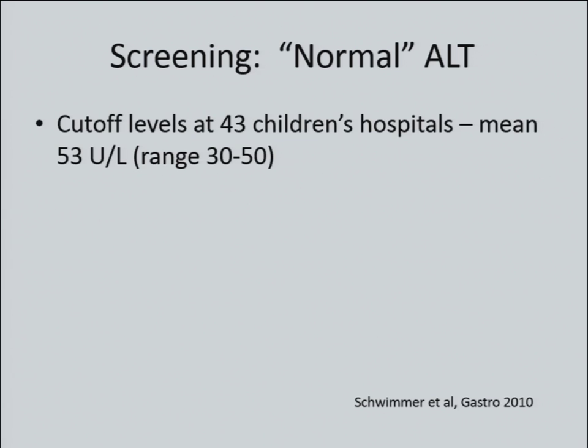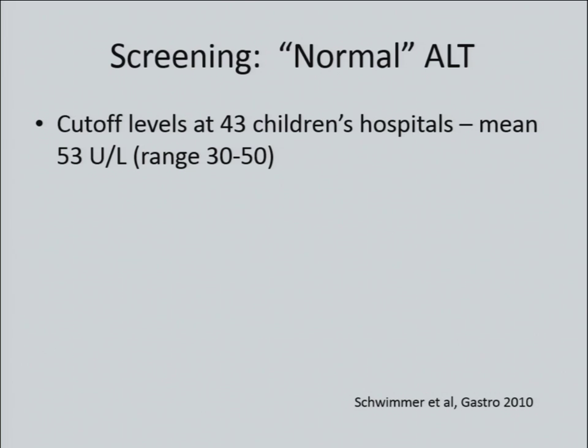So once the child's been screened with an ALT, what's normal? This study by Dr. Jeff Schwimmer et al. very nicely showed that you can't trust the normal range that comes on the lab sheet. And so they looked at 43 children's hospitals and looked at what upper limit of normal was on that guidance. And they found a very wide range, all the way up to some of them even in the 60s and 70s, and there was a mean of 53.